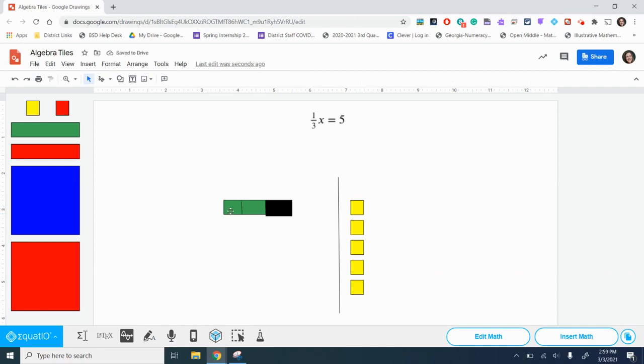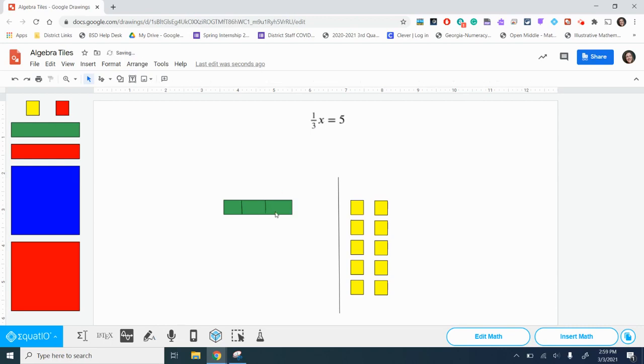So if 1/3 x was equal to 5, what would 2/3 x be equal to? Well, we double the number of thirds, so we're going to double 5. 1/3 times 2 is 2/3, and 5 times 2 is 10. All right, but that only gets us to 2/3 x, and we're looking for x.